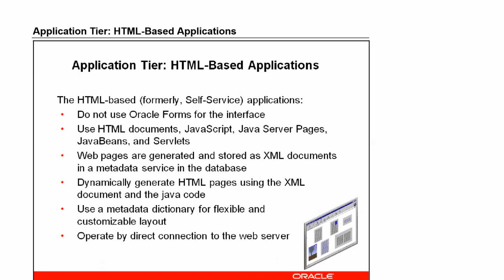Just at a high level, if you know, that is enough, because we have so many other activities which we need to know. So one is HTML based. Formerly it was called self-service application. They do not use forms. There are some like iProcurement, iExpenses, anything starting with iStore, iSupplier. These are basically HTML based applications performing different tasks for you. They use HTML documents, JavaScript, JSPs, Java Beans, servlets.